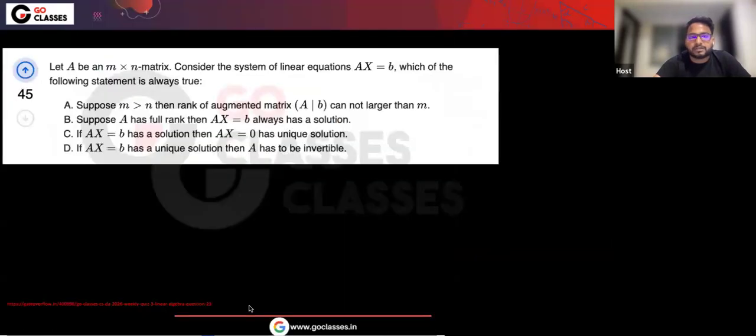Okay, great. Now let's move to the next question. In this question, they are saying let A be an M cross N matrix. Consider the system of linear equations AX equal to B. Which of the following is always true? Suppose M is greater than N, then the rank of the augmented matrix [A | B] cannot be larger than M. M is the number of rows. Let's suppose these are the 3 rows and 2 columns.